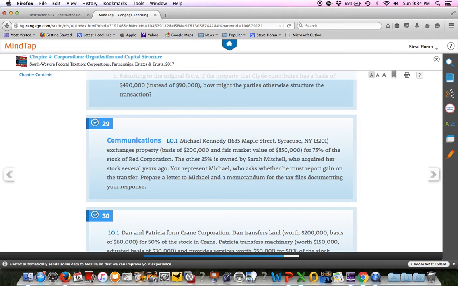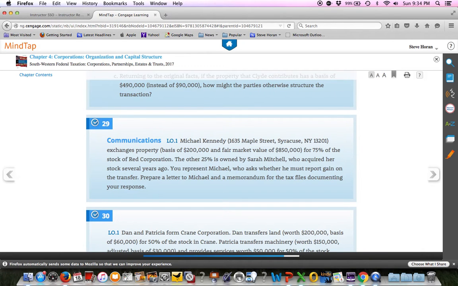29 says, and this is a communications question, Michael Kennedy exchanges property with a base of $200,000 and a fair market value of $850,000 for 75% of the stock of Red Corp. The other 25% is owned by Sarah Mitchell, who acquired it several years ago. You represent Michael Kennedy, who asked whether he must report a gain on the transfer. Prepare a letter to Michael and a memorandum for the tax files documenting a response.